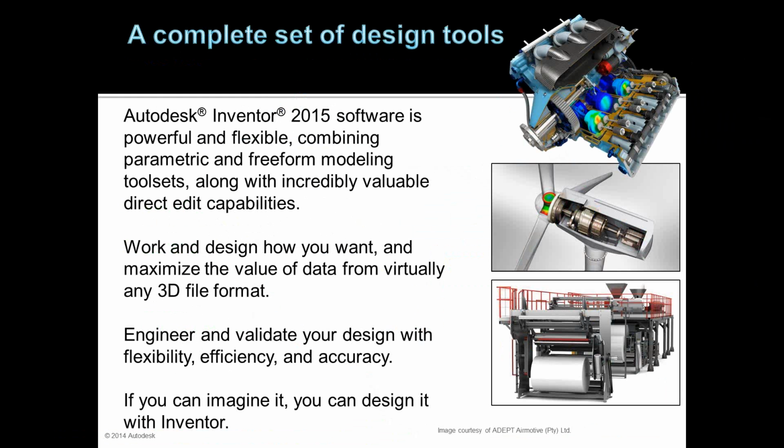So again, Inventor 2015, you're getting a lot of tools in here. It's parametric controls, but you're also getting some freeform modeling tool sets now. That was new with 2015. You can work with the design how you wish to work with it. It's very flexible. It works with just about any 3D file format out there. We can bring in Pro-E files, SolidWorks files, Solid Edge files, CATIA files. You've got a lot of flexibility of what kind of information you can get from outside of your department or outside of your station to work with and create your parts, assemblies, and designs.